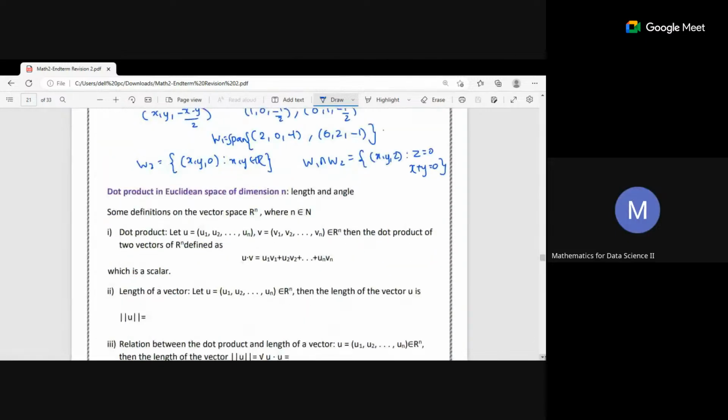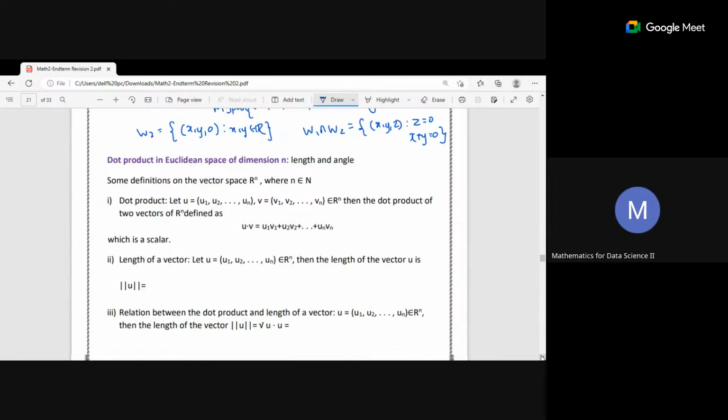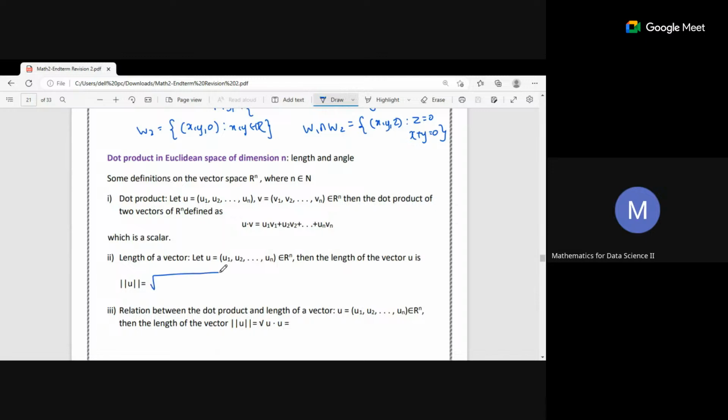Okay. So dot product in Euclidean space, you know how to do dot product u dot v, coordinate wise dot product, and what is the length of a vector? What is the norm of the vector? Square root of u1 square plus u2 square plus etc. plus un square. So you know how dot product and norm are related. So norm u is equal to square root of u dot u, which is given by this.